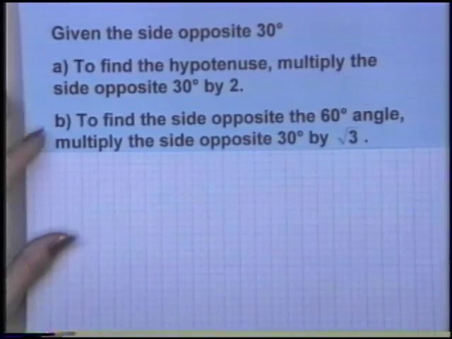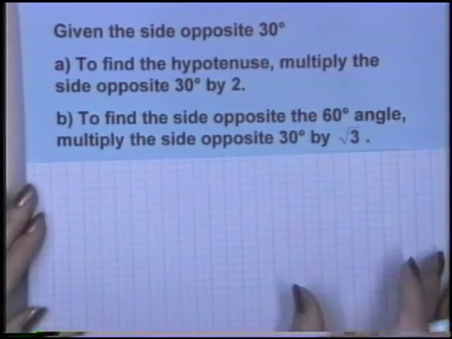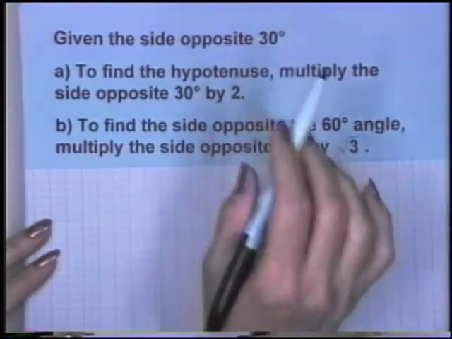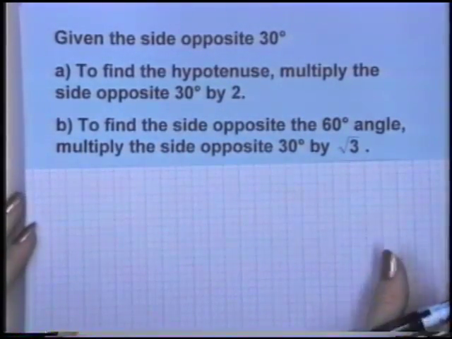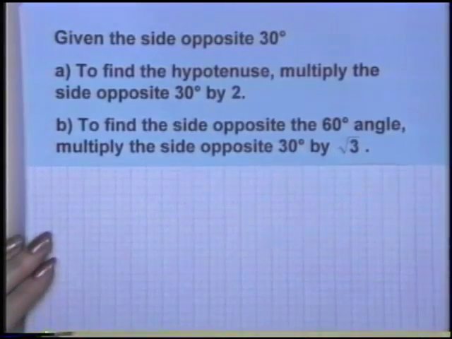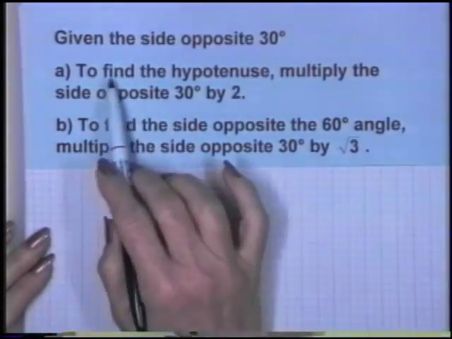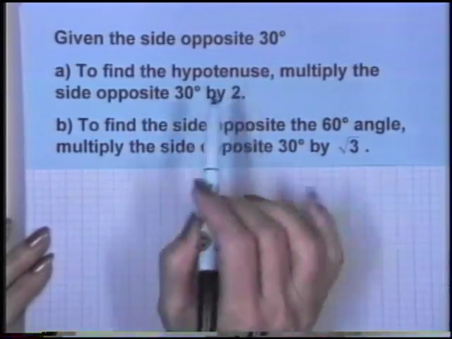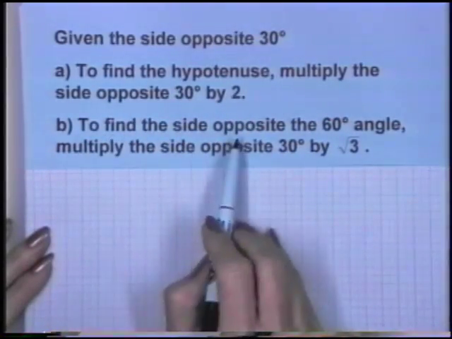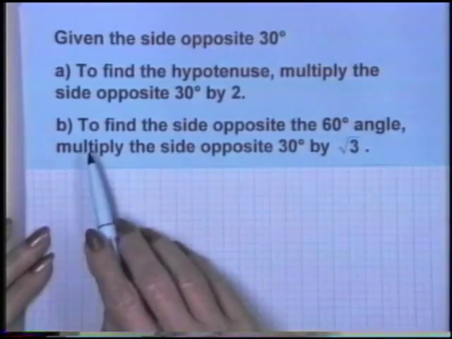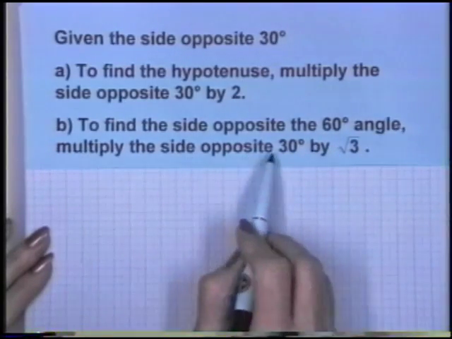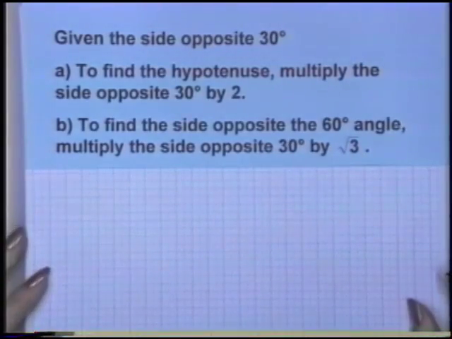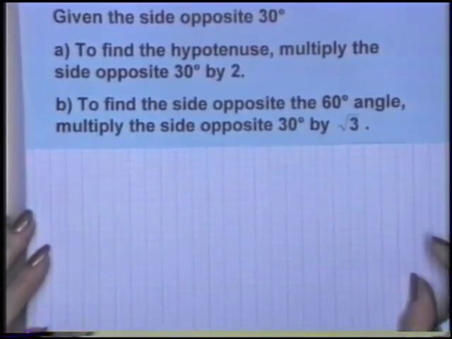The easiest to find will be when you are given the side opposite the 30-degree angle, and that was the one that I just gave you. To find the hypotenuse, multiply the side opposite the 30-degree angle by 2. To find the side opposite the 60-degree angle, multiply the side opposite 30 degrees by the square root of 3, and that's what we just did.